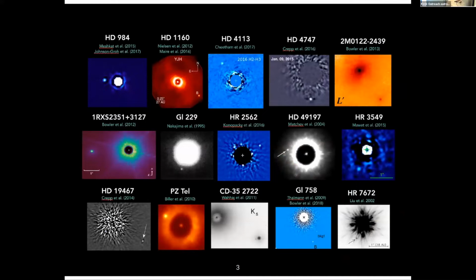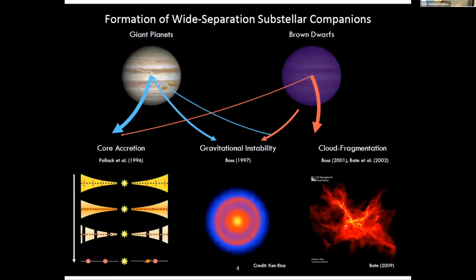Oh, it's giving me all my hidden slides, so you'll have to bear with me. Okay, so broadly speaking, there are three main formation channels that could be conceivably producing these objects.